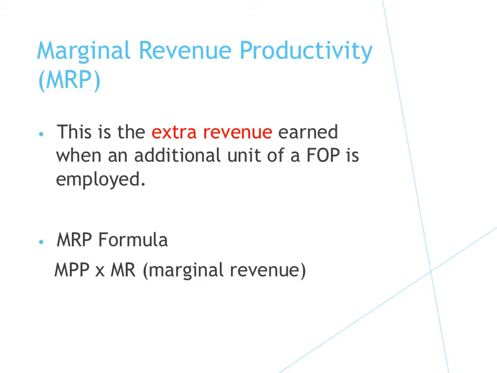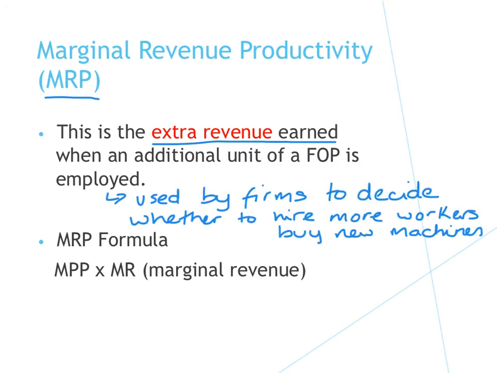So when companies are thinking about taking on more staff, or they're thinking about buying another machine, this is what they're really thinking about: marginal revenue productivity. And you'll see that come up as MRP. So marginal revenue productivity is the extra revenue earned when an additional unit of a factor of production is employed. So it's used by firms to decide whether to hire more workers or buy new machines.